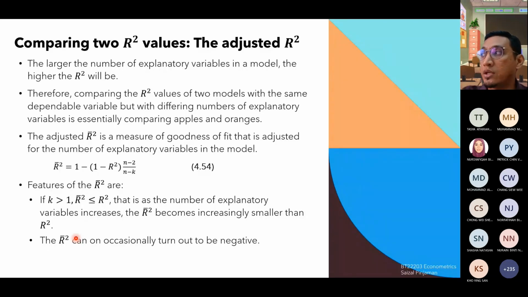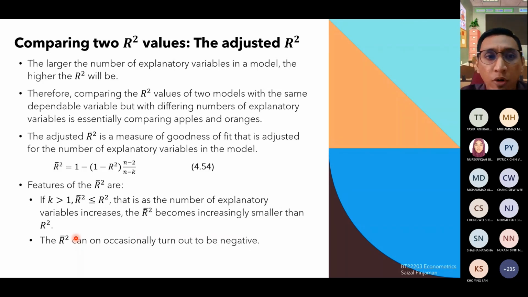Another important feature in multiple regression is the adjusted R squared. Remember, the R squared, even though it is important, can be influenced by the number of explanatory variables. If we have many explanatory variables included in the regression model, our R squared tends to increase as well. It will increase as we increase the number of explanatory variables.